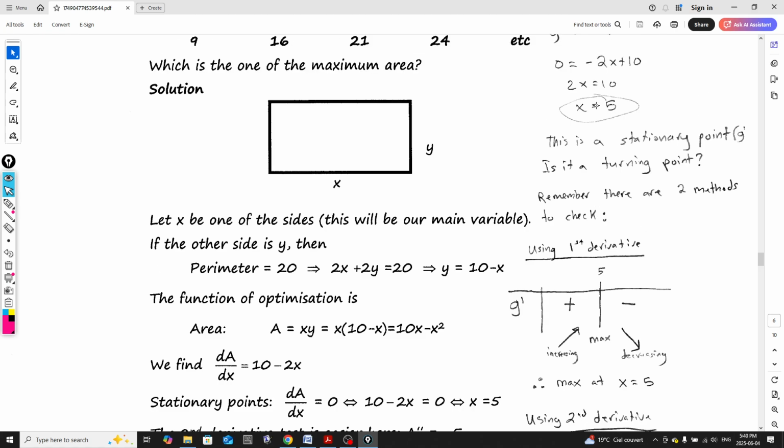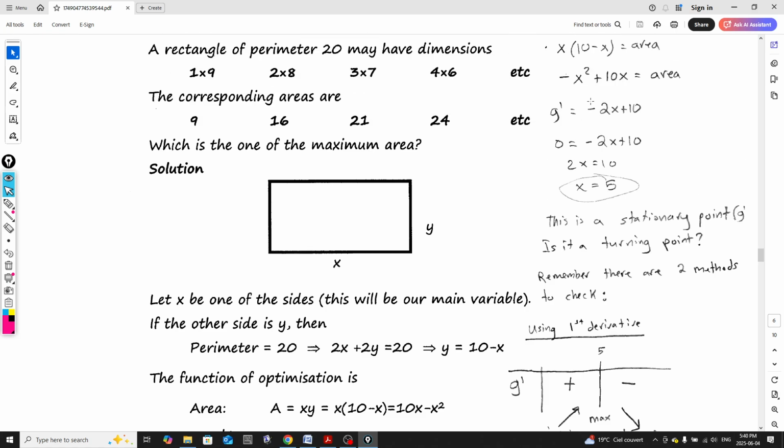And remember that with the first derivative, all you're going to be doing is choosing points to the left of x equals 5, and then checking, for those x values, whether the slopes are positive or negative. This is my g prime equation right up here, and I know that x equals 5 is a stationary point.